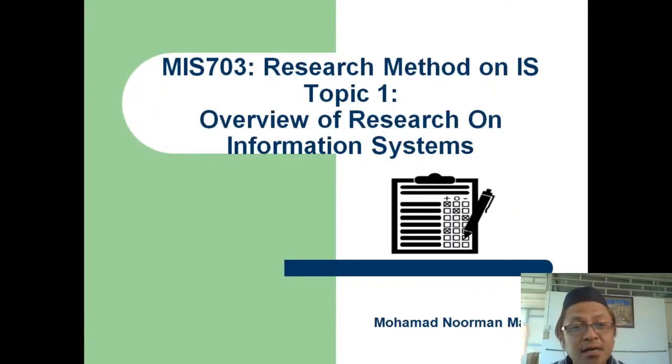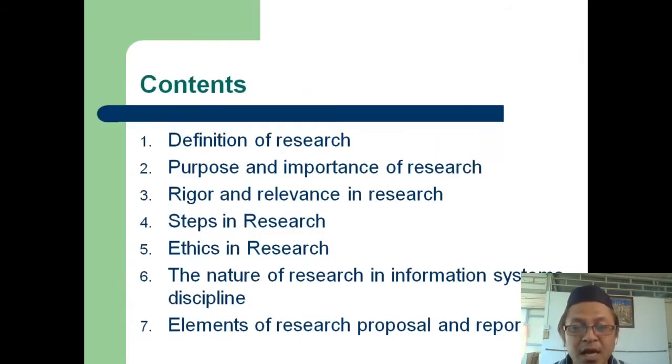This is the course MIS 703 Research Method on Information System. Welcome to the course. So this is the first topic which discusses research on information system. The essence of this topic is to provide an overview of research on information systems. The content that we will be discussing in this chapter are as on the slide. There are seven topics or seven elements that we are going to discuss in this session.